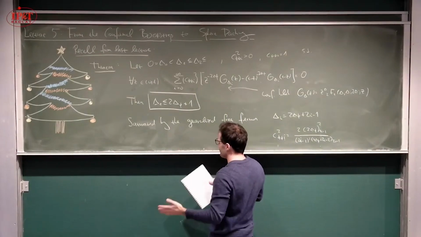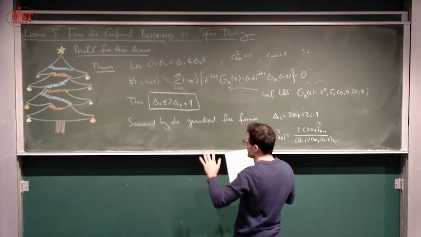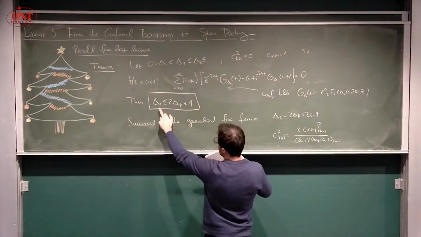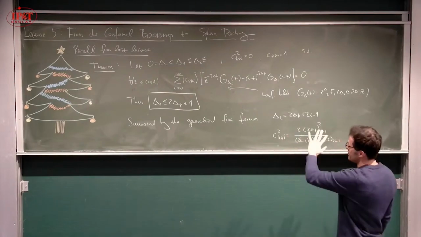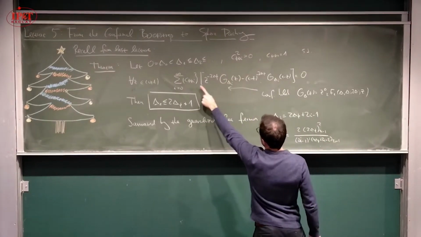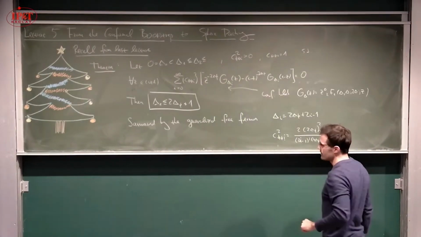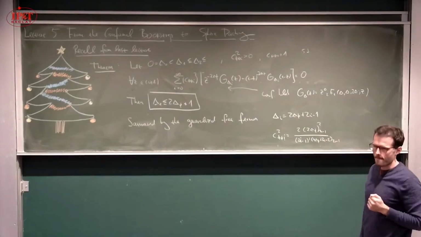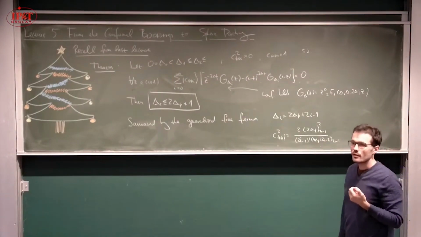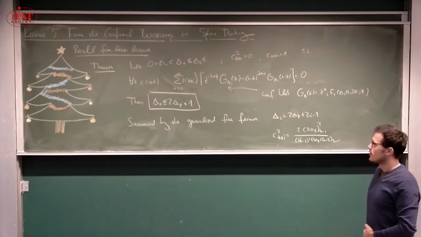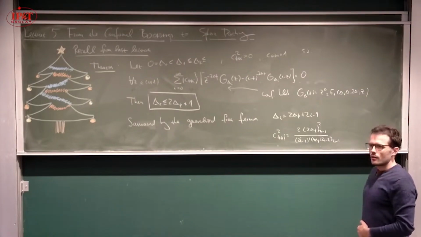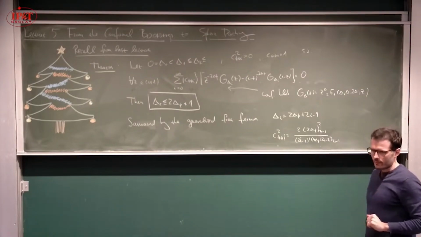And so what we proved last time, at least we sketched the proof, is that delta_1 has to be at most 2 delta_phi plus 1. Otherwise, you cannot find a set of positive c's which satisfy this linear equation. Delta_phi is the dimension of the external operator. Are the internal operators scalars? It's 1D, there is no spin.